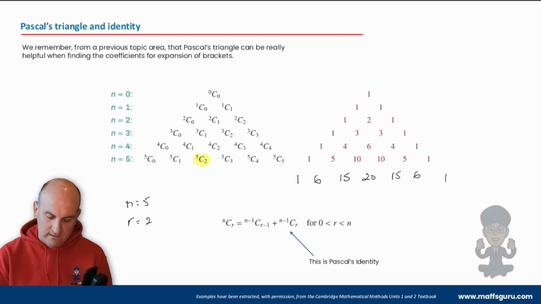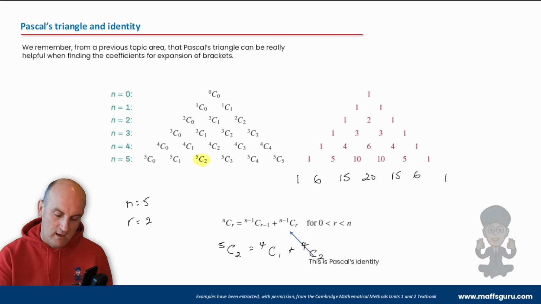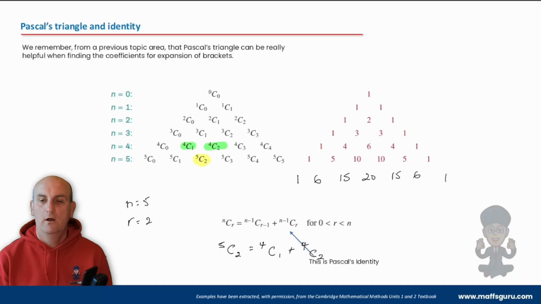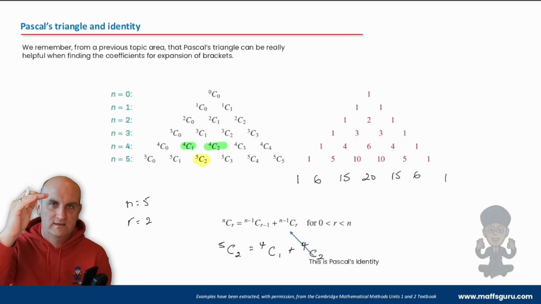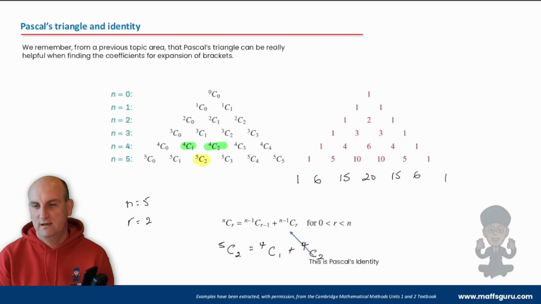So what this is now saying is that 5 choose 2 is equal to n minus 1, which is 4 choose 1 plus 4 choose 2. Let's just check if that's actually right. So if I highlight my 4 choose 1, which is that one there, and my 4 choose 2, oh my goodness, that's what that is. So realistically speaking, it's just trying to tell you in a way more complicated way that we can add the two previous numbers to make the successive number there.